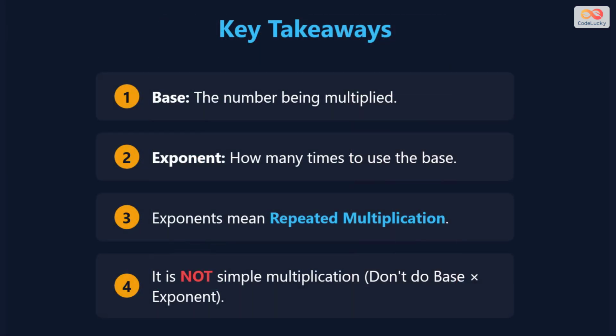To wrap up, remember these 3 things. The base is the number you multiply. The exponent counts how many times you multiply it. And finally, exponents are shorthand for repeated multiplication, not simple multiplication.